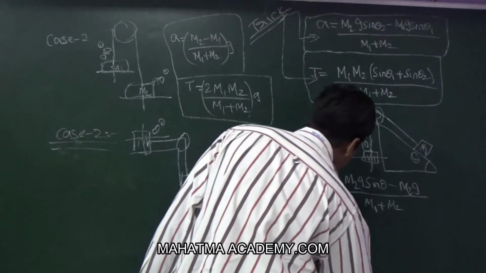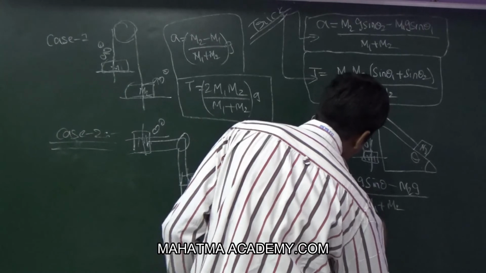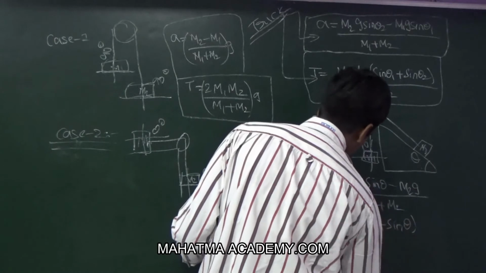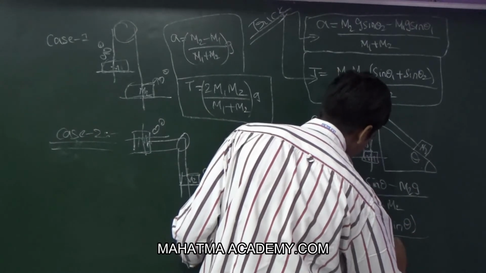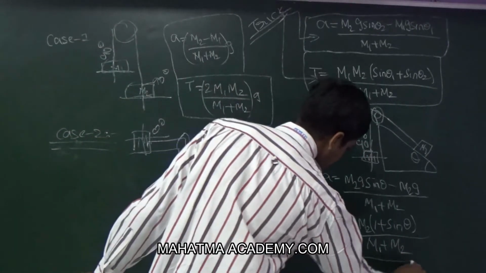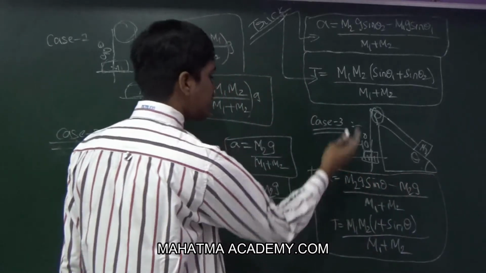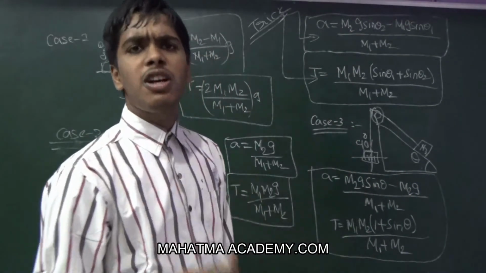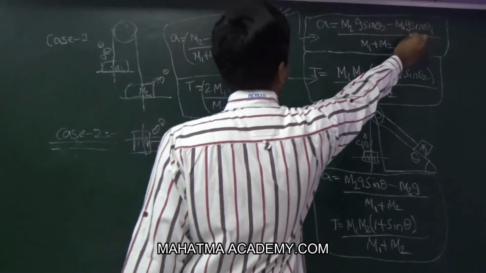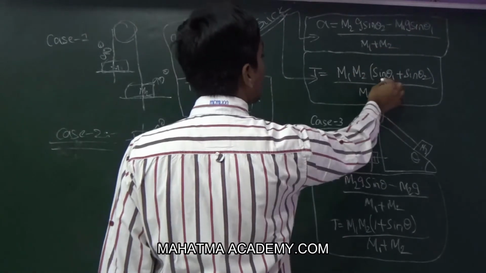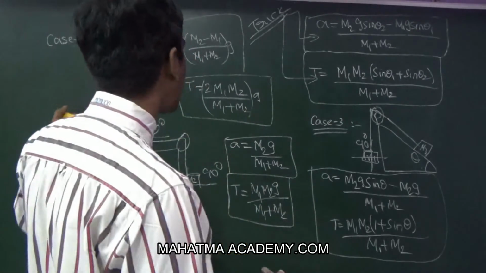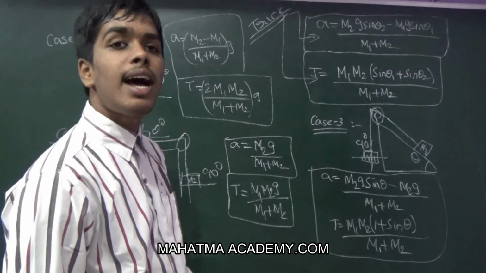So the tension is m1 m2 into 1 plus sin theta upon m1 plus m2. Okay, and this is for case 4. In the case 4, theta 1 is equal to theta 2 is equal to theta. So sin theta and m1 plus m2. Here also sin theta. Now we get the case. We have completed that trick using the 4 cases. Now we are going to discuss another topic.